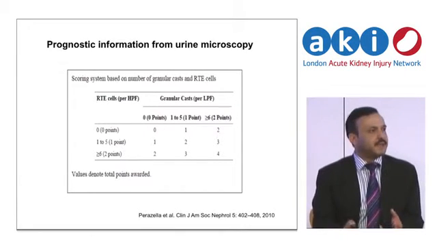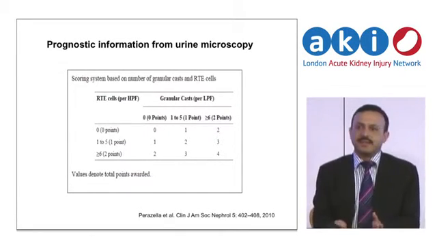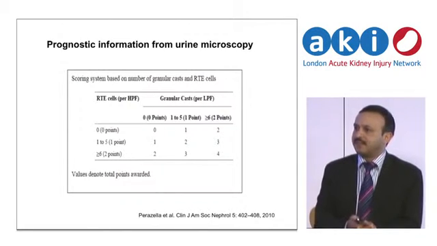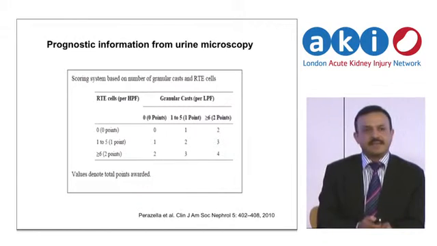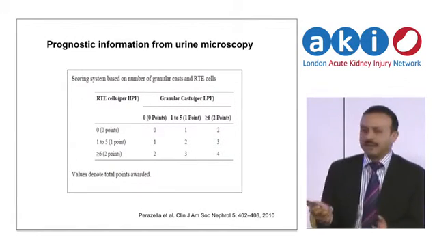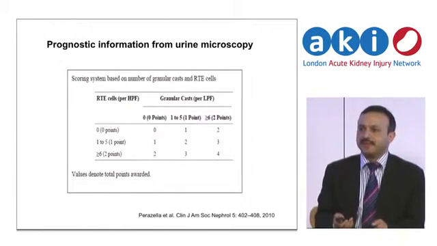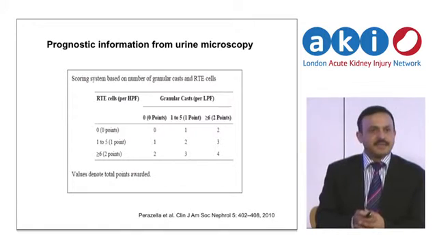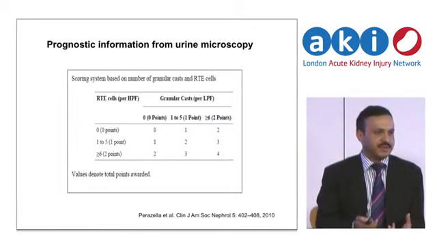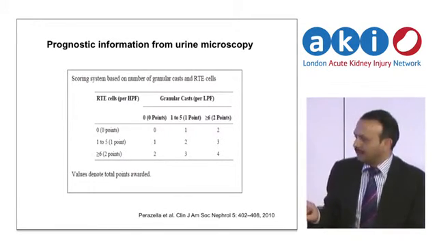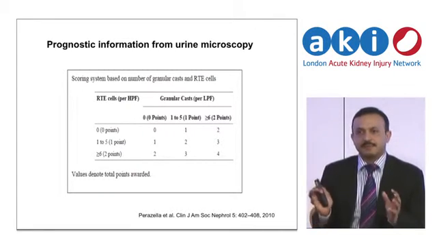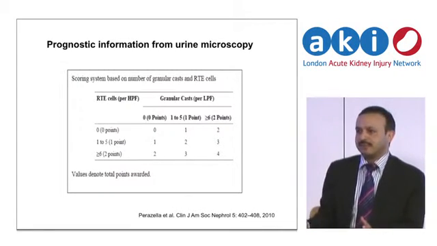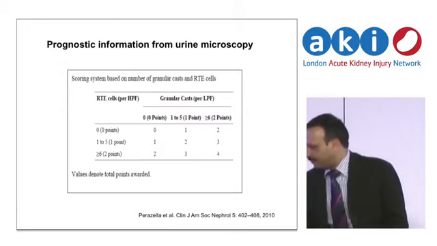But can we gain anything more from examining urine than just making a basic differential diagnosis of glomerular disease versus non-glomerular disease? We know that we are trying to do urine assays for proteins like NGAL, looking for information on whether we can gain more prognostic information from urine examination. And recently there have been 3 published studies looking at urine microscopy and outcome of the patients. So this is one of them.